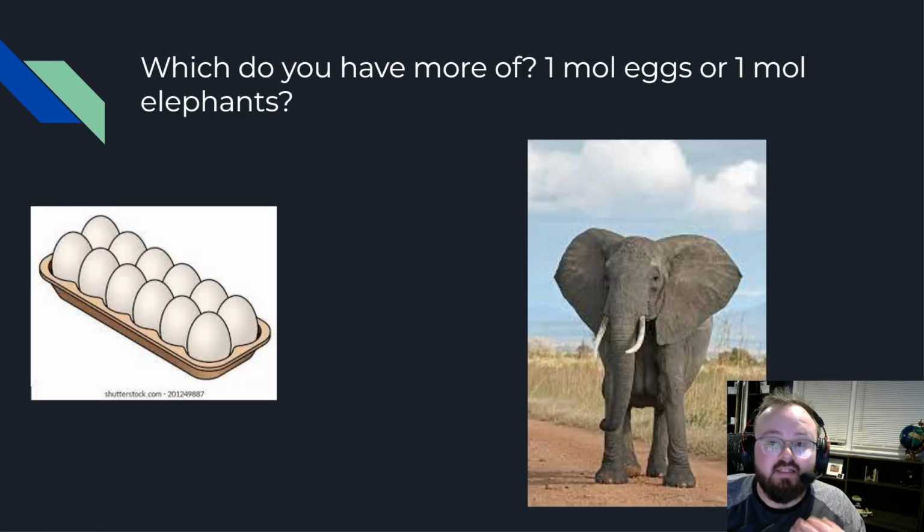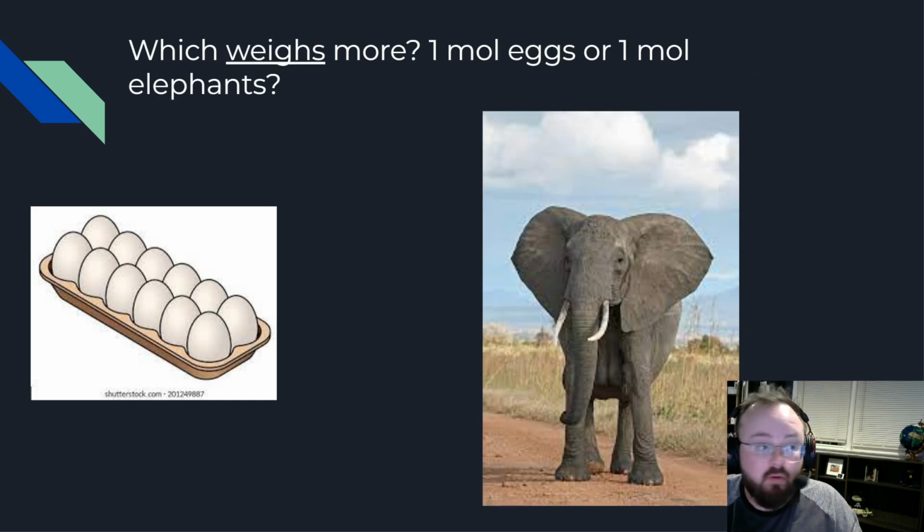So we're going to look at this example when we're talking about the counting, right? When we're talking about how many I have, 1 mole of eggs or 1 mole of elephants, they are the same amount. I can count them and say that I have the same amount. But that is not true of weight, or what we like to call mass. If I have 1 mole of eggs or 1 mole of elephants, the mole of elephants is going to weigh more. And that's because elephants weigh more than eggs.